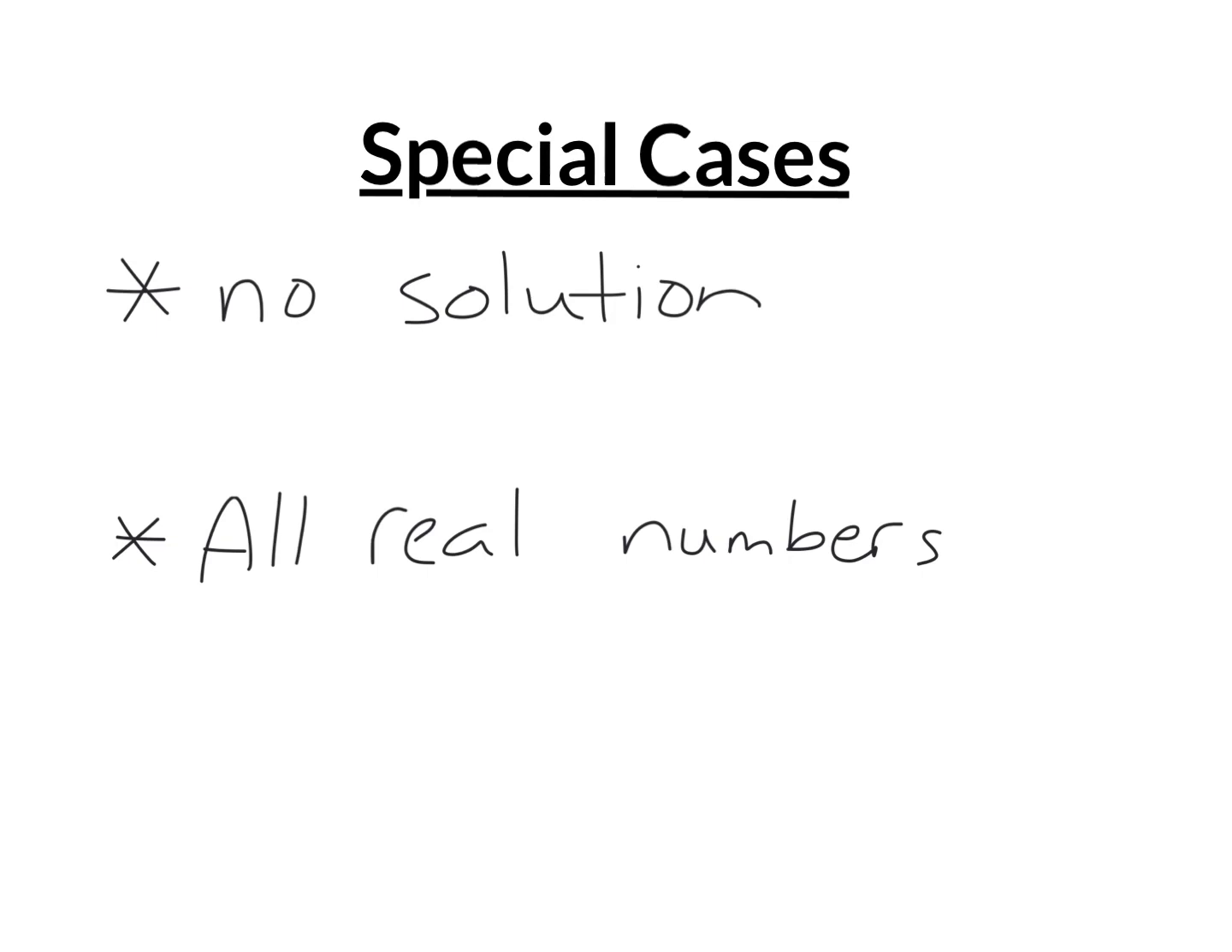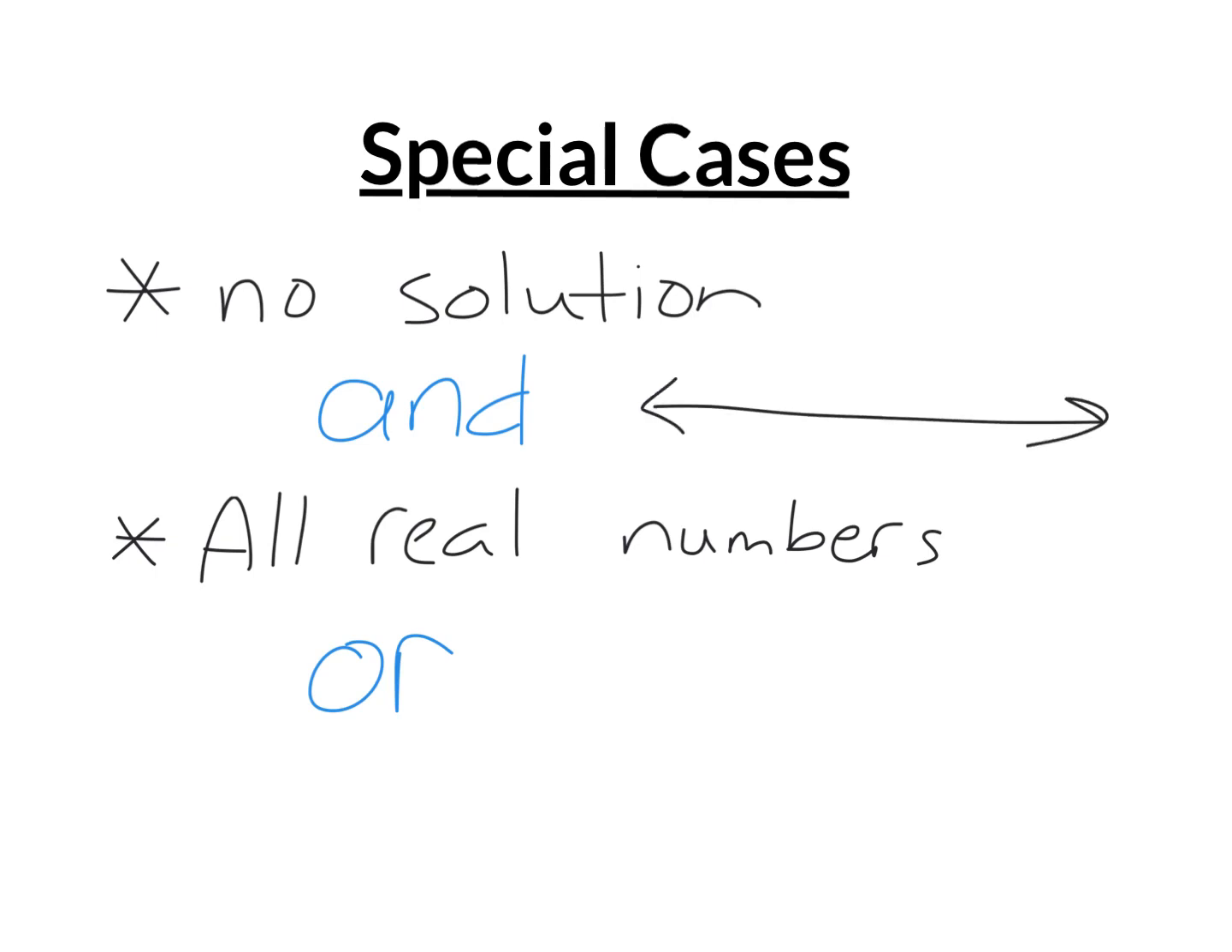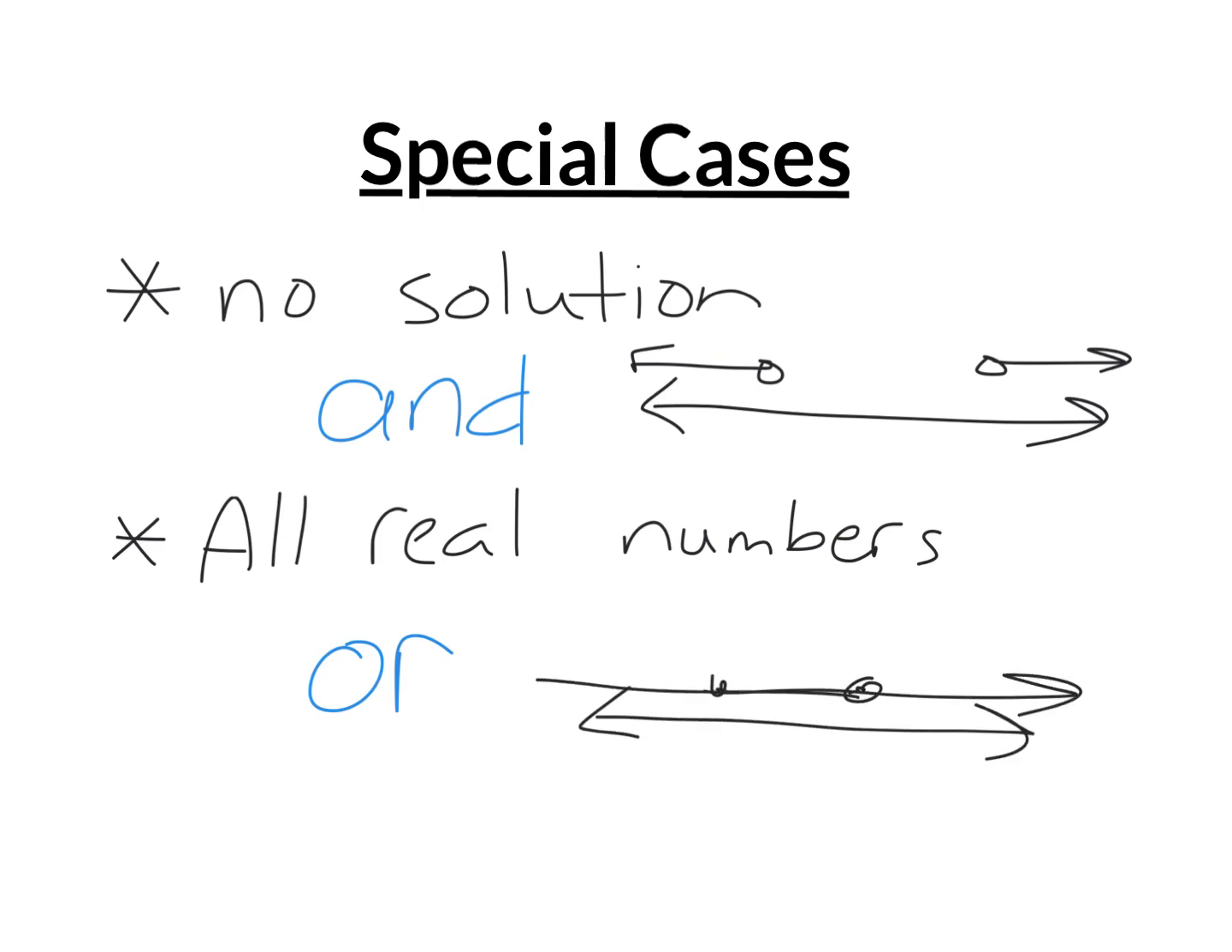Let's look back. No solution goes with and. All real numbers goes with or. Okay. I'm going to draw a graph to show you what it looks like. If we have and, we can't have this. That's no solution. If we have or, we have this. Questions on special cases? Are we feeling better with compound inequalities?